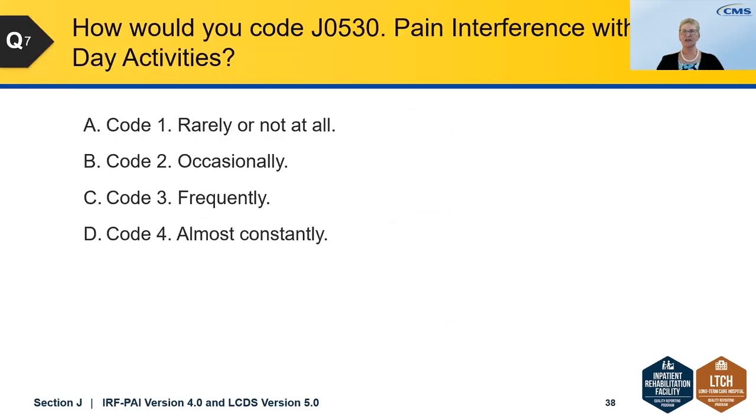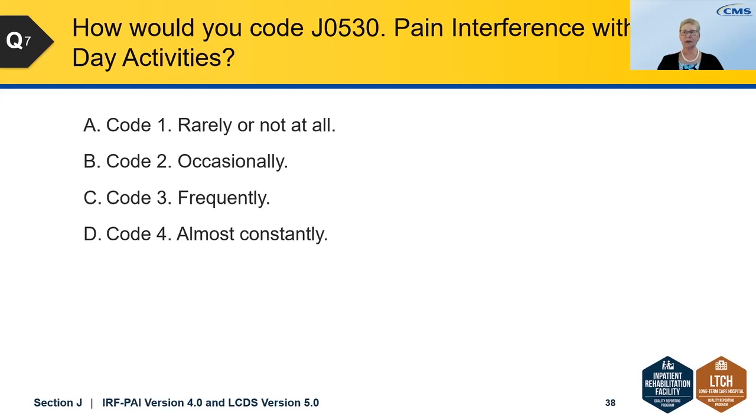And how would you code J0530, pain interference with day-to-day activities for this patient? Would you select option A, code 1, rarely or not at all, B, code 2, occasionally, C, code 3, frequently, or D, code 4, almost constantly? The poll is open, so we'll give you just a few seconds to select your response.